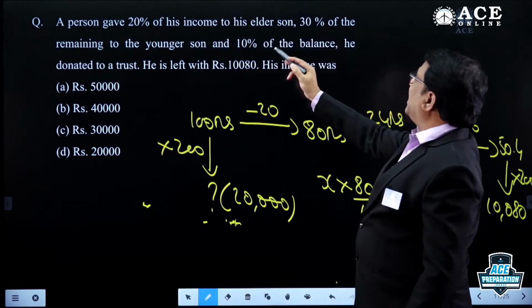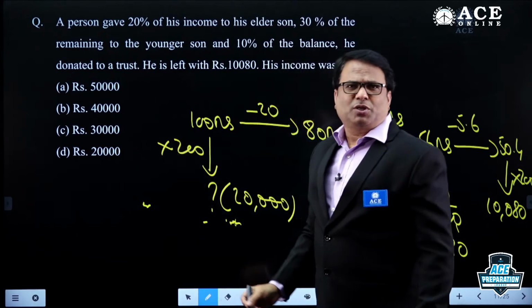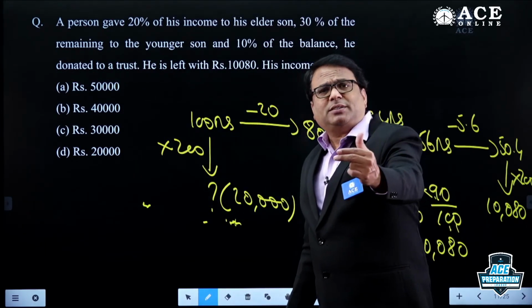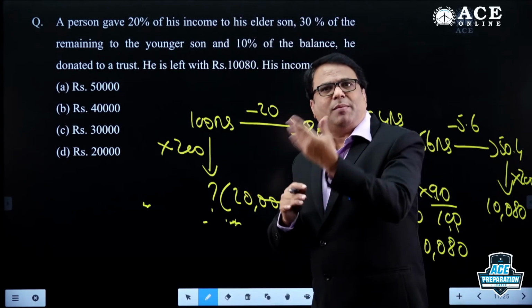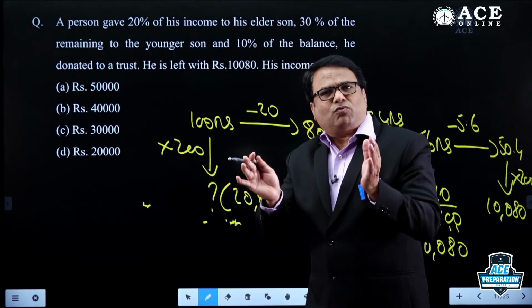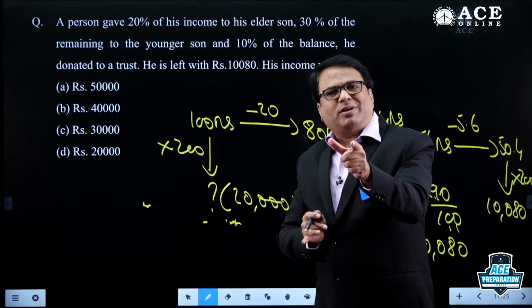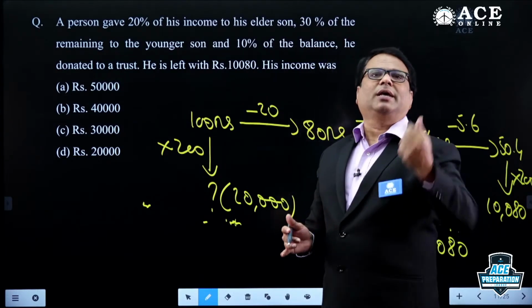Then, 10% of the balance he donated to a trust. So every time a percentage is calculated, that percentage is calculated on the balance amount. Very clearly specified, words like remaining and balance are used. That means when percentage is calculated, it's always calculated on the balance, and that we call successive decrease.